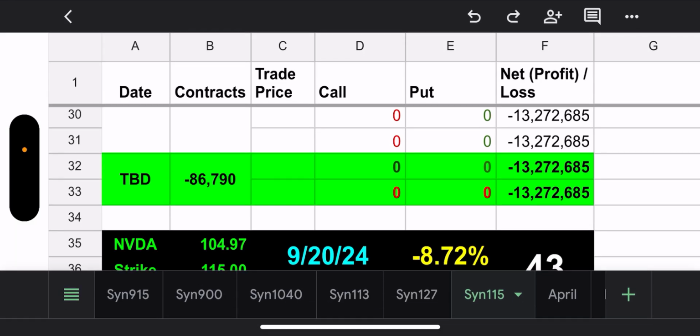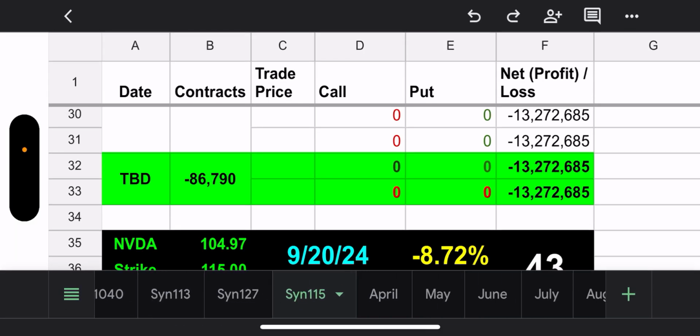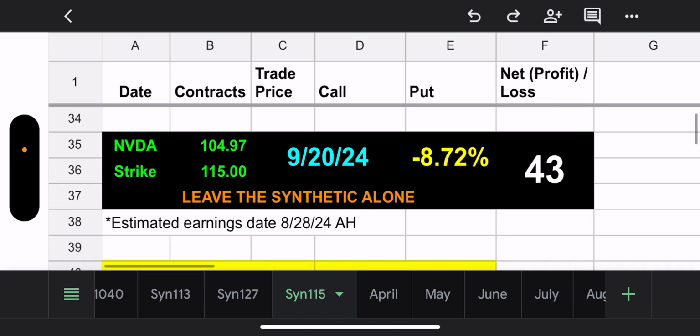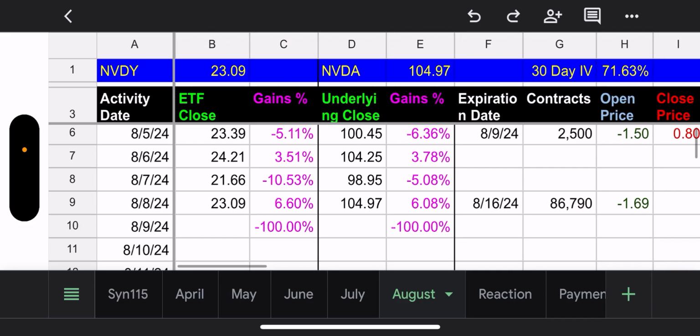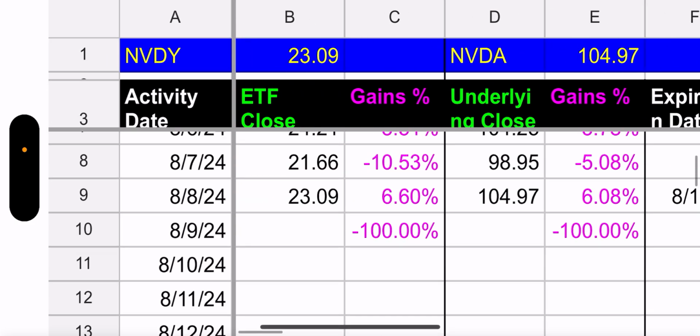All right, here we go. So NVDY has the 115 synthetic. This one expires in 43 days. So guess what? See that note in orange? Leave the synthetic alone. We don't have to talk about it. So that's great. And there were no trades for the synthetic. Even better. So now we're just talking about the weekly calls.